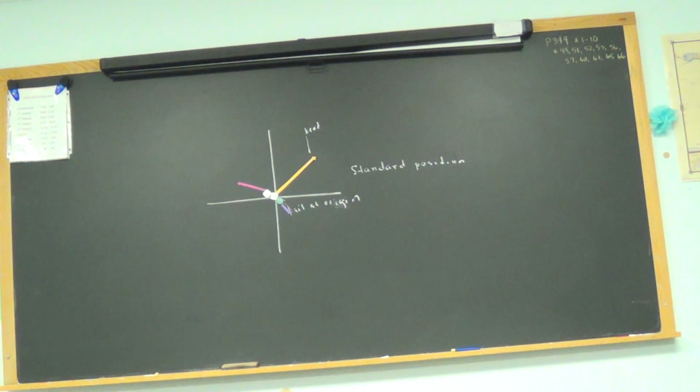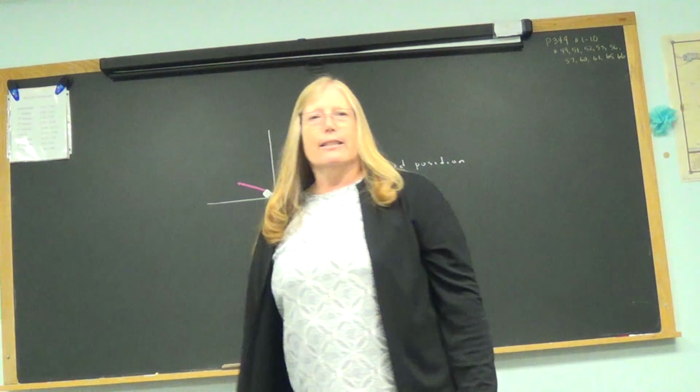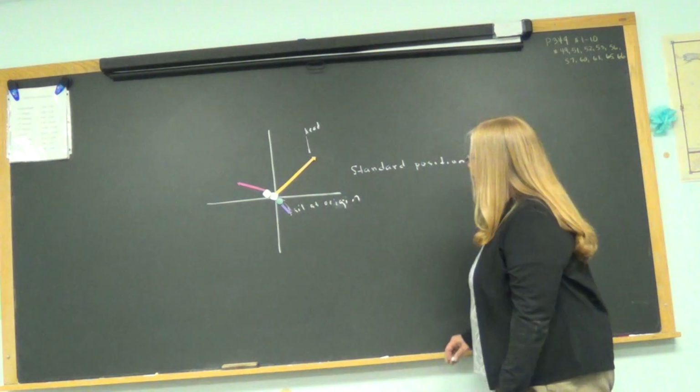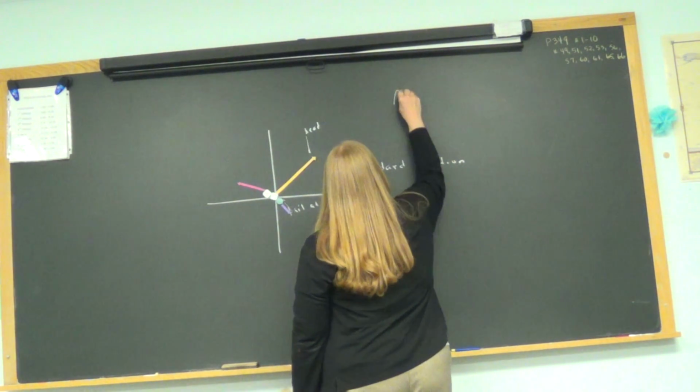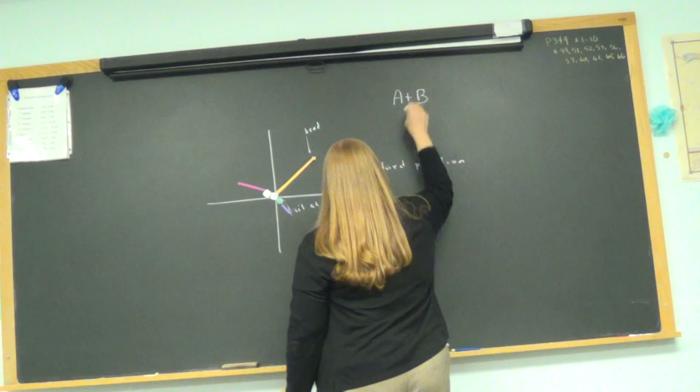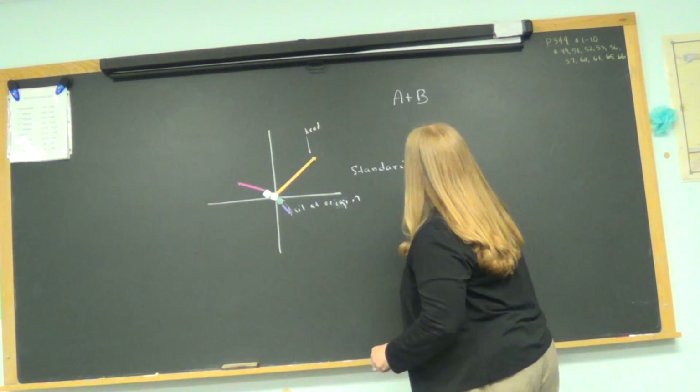All right, so let me peek at yours. All right, very good. Good. Head and tail. All right, so that's just some vector basics. Now we are going to add two vectors together. So I'm going to take vector A and add it to vector B. And after I do that on the board, I want to have you do it on your table.